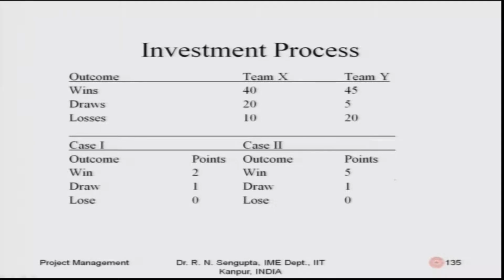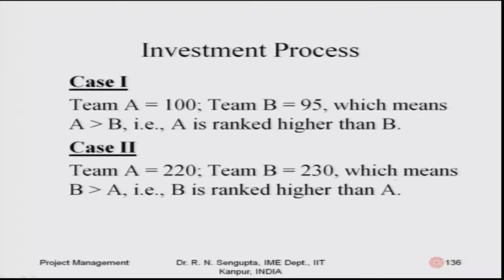While another organization, due to some confusion, said the win would fetch 5, sorry, my mistake. A draw would fetch 1 and a loss would fetch 0. So in that case the points earned are different for wins and draws. If I bring that into the picture for case 1 and case 2 and compare team X and team Y based on both cases, the situation is like this.